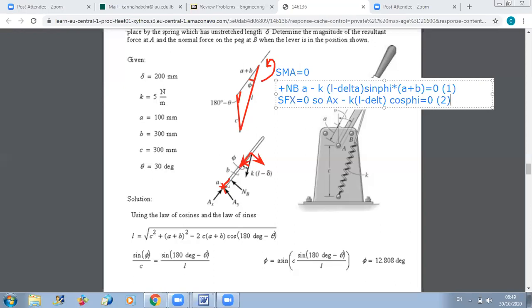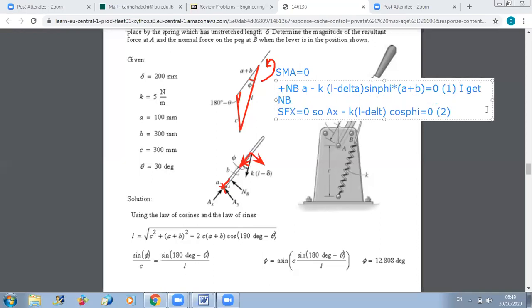As you can see here, the only unknown in this equation is AX, so I get AX, okay? And from equation 1, the only unknown was what? The only unknown was NB, because I know everything about the spring force. So from 1, I get NB, okay? From 2, I get AX.